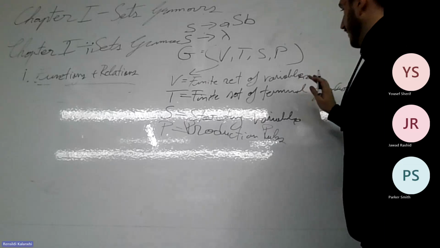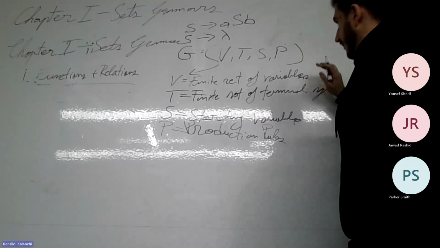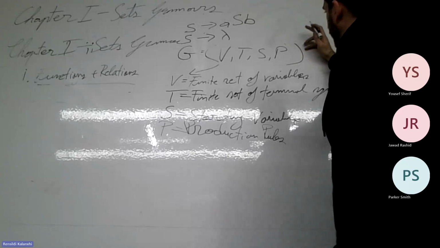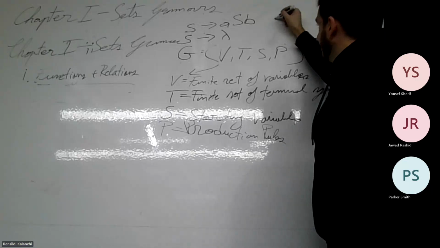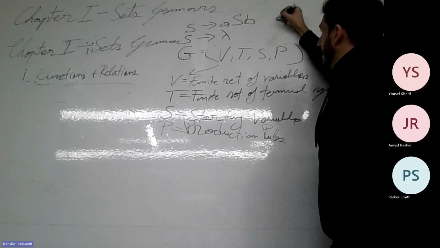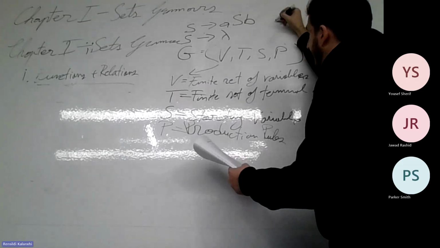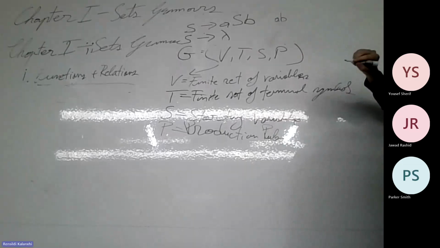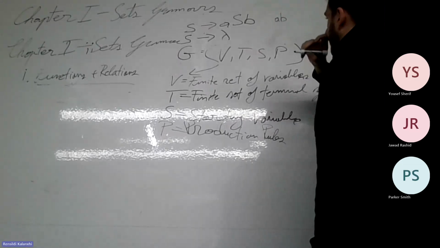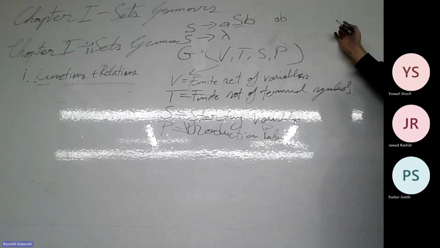Well, it's a finite set of variables and a finite set of terminal symbols. So I don't think you can go infinite with this. Well, theoretically you can, but in a computer you'd probably run out of memory. But let's say you can have ab, because you can include the lambda here. You can just put an empty and end it right there.